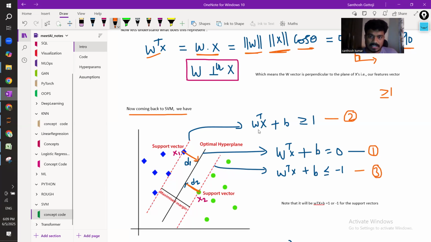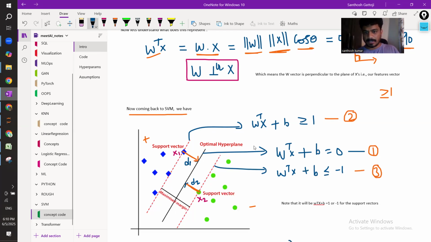So to one side, I am saying a plane equation W transpose X plus b is greater than or equal to 1. And to the other side, I am saying W transpose X plus b is less than or equal to minus 1. For example, this is the positive class, this is the negative class. This is a plane for the positive class, this is a plane for the negative class. If you take 10, this will become 10, 20, 20. You can take anything in the formula, but for simplicity, we are taking 1.